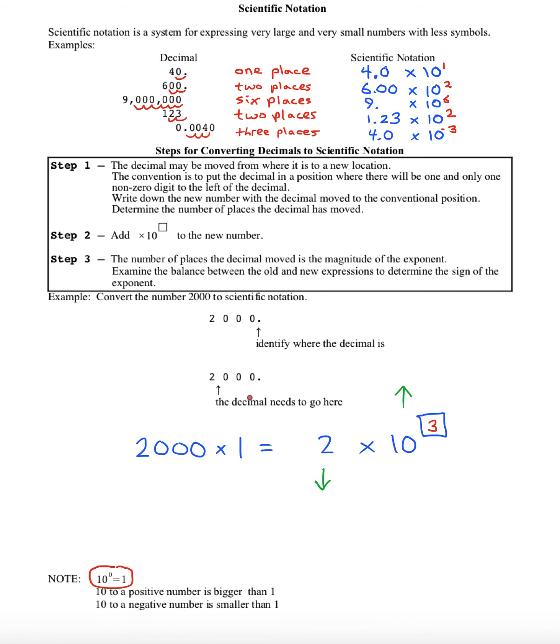Now, why is it 3? Because the decimal moved 3 places. So anytime we move our decimal in the number to the left, we'll compensate with a power of 10 that's positive. And then that'll be our final answer. 2 times 10 to the third.